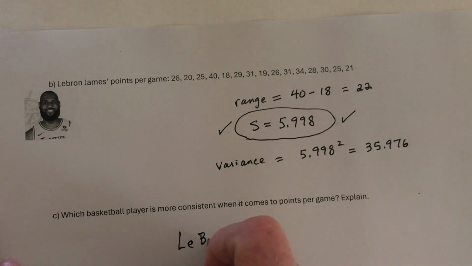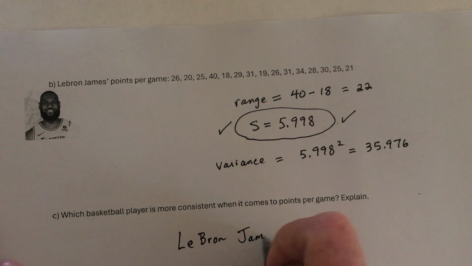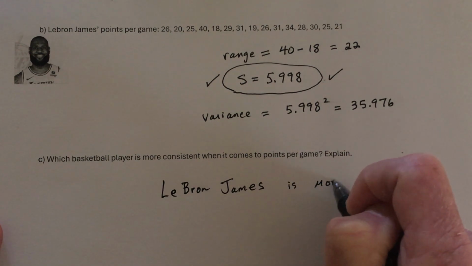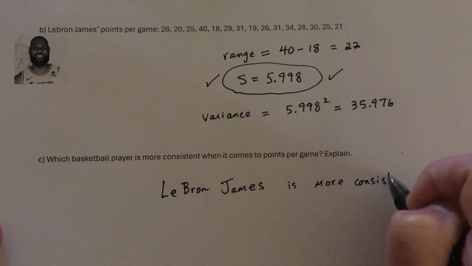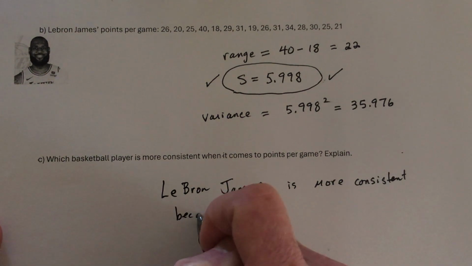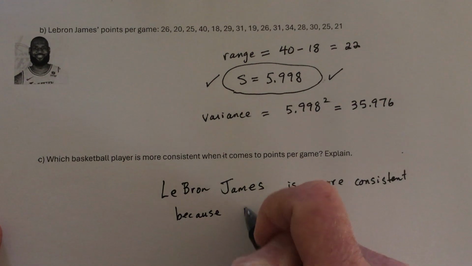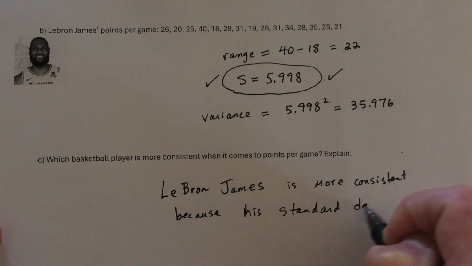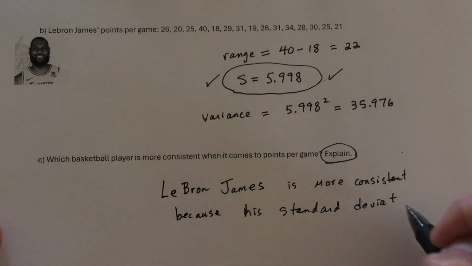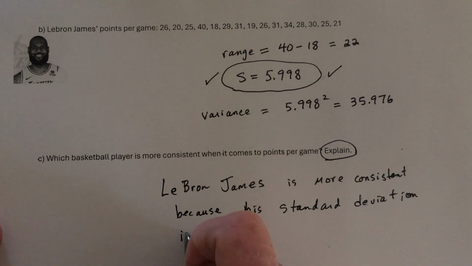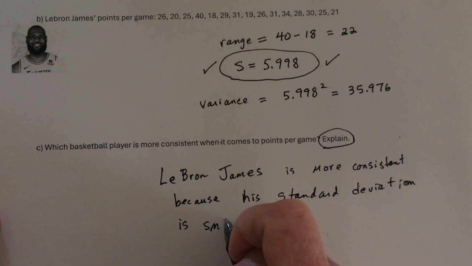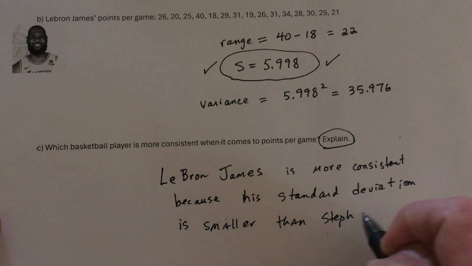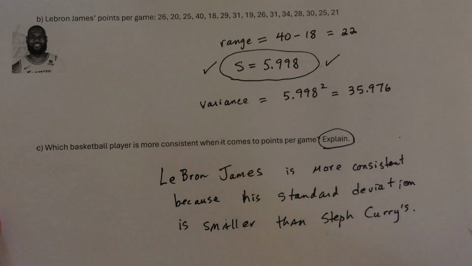So LeBron, in case you didn't know it's LeBron James, I'll put the full name. LeBron James is more consistent because his standard deviation, so this is the explain part, is smaller than Steph Curry's. All right, we're done.